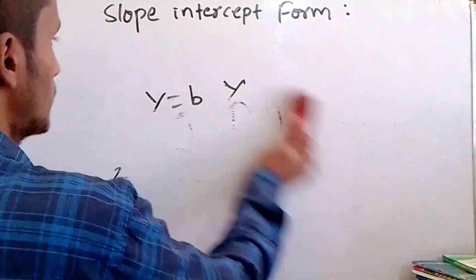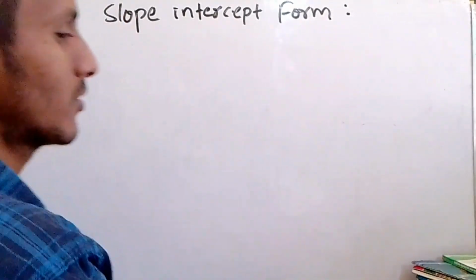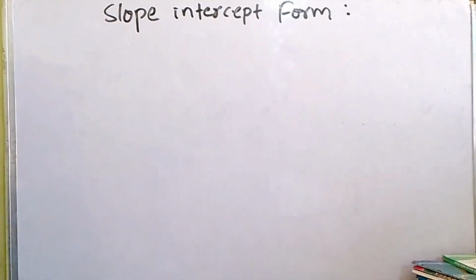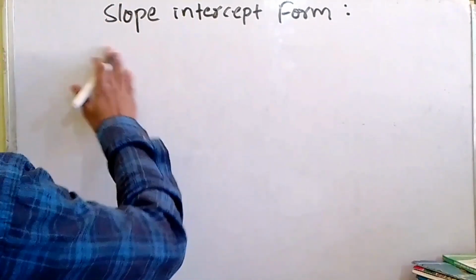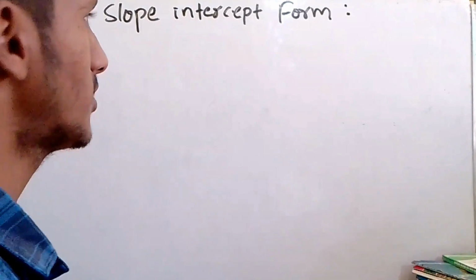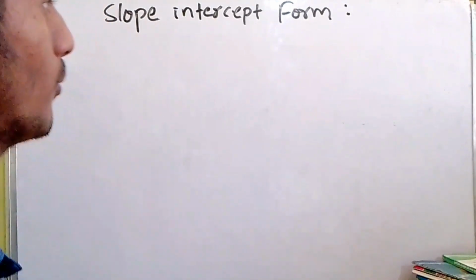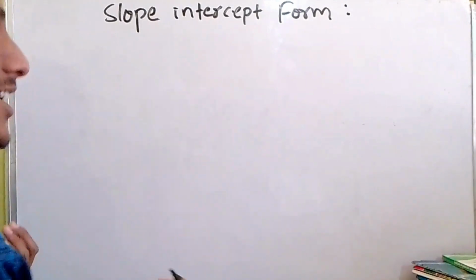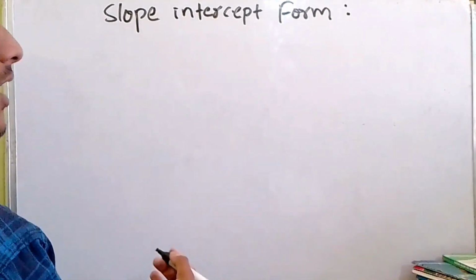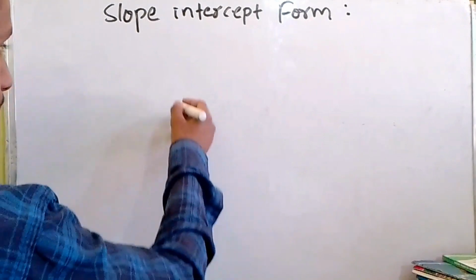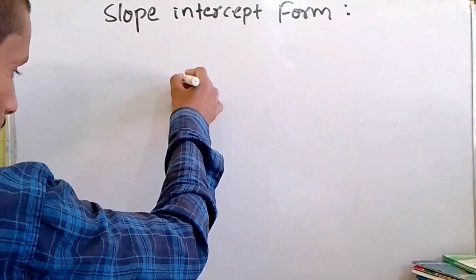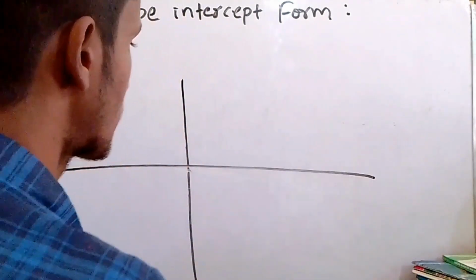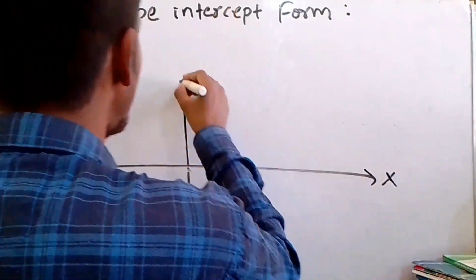Moving on, in today's video, we're going to talk about the slope-intercept form of the equation of a straight line. Actually, I should not give you the form right away. Let's do it from scratch. Let's derive the form also.